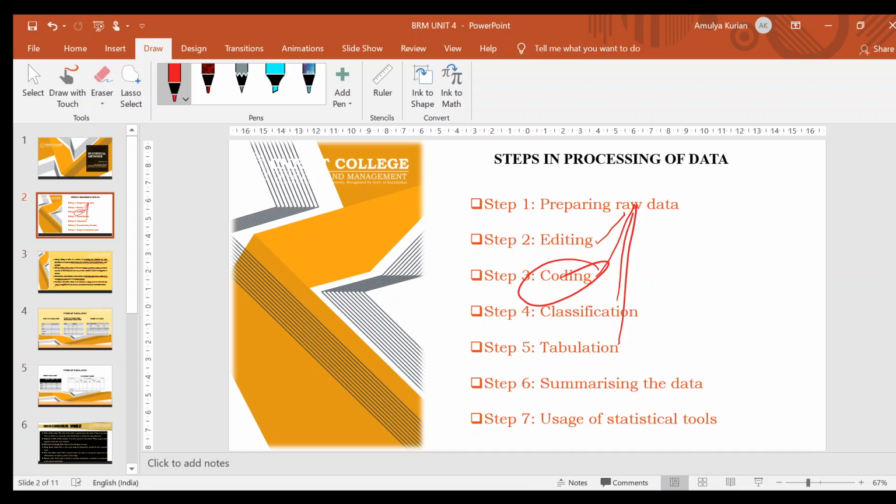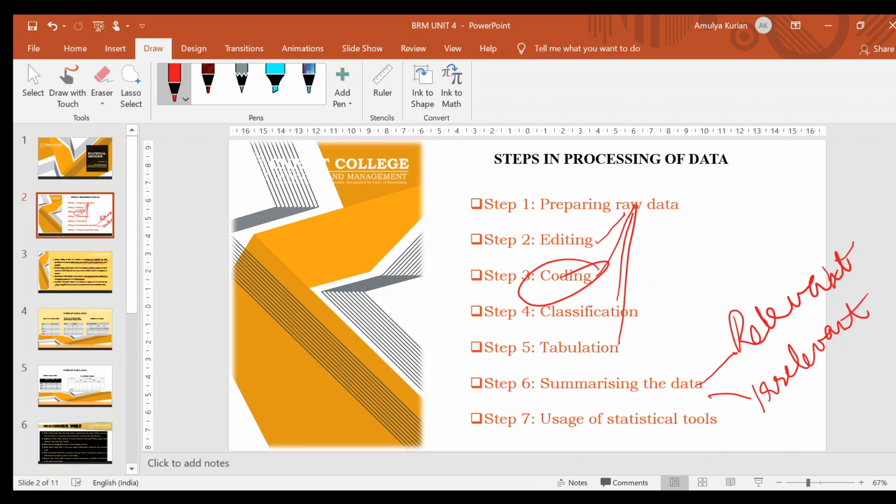So once we have prepared the data using editing, coding, classification and tabulation, next comes summarizing the data. Summarizing of data is making the data into two groups. One is relevant data, the other one is irrelevant data. Relevant to your research and irrelevant. Okay. So summarizing of data includes three steps.